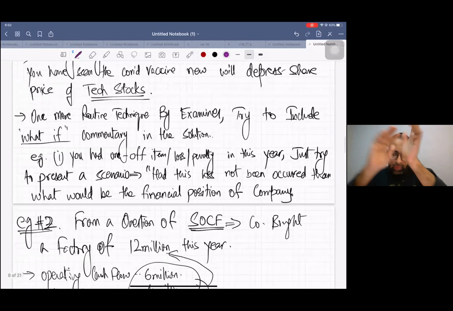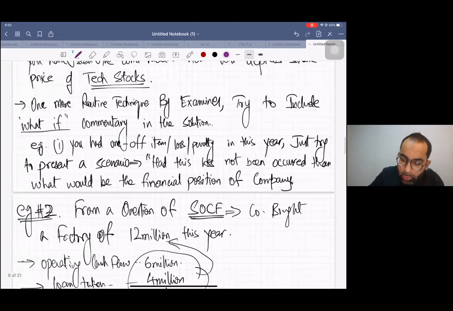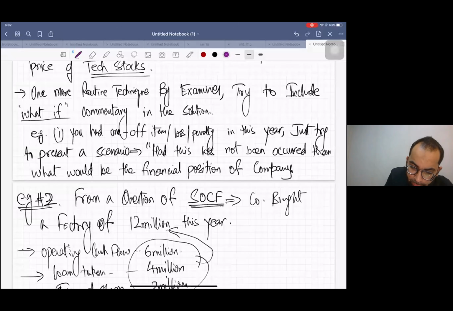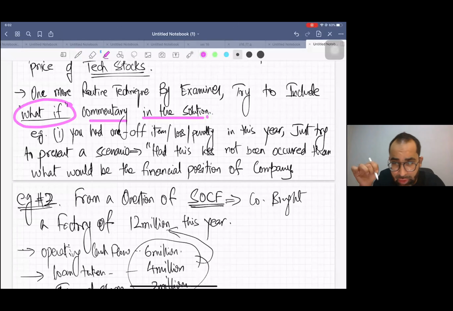Yes, excellent point. One more routine technique, which is also very routine: try to include what-if commentary in the solution. I have seen and taught this commentary many times.